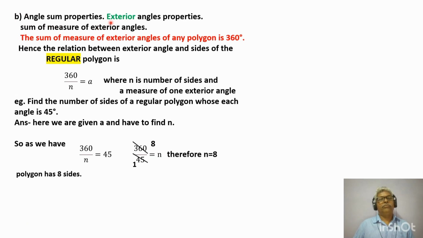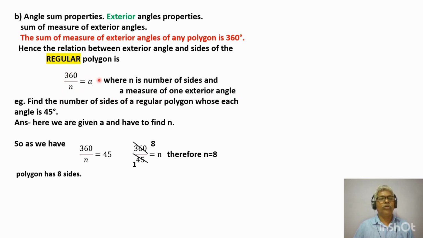Angle sum properties, exterior angles property. The sum of the measures of exterior angles. See here, this is a property: sum of the measures of exterior angles of any polygon is 360. Take any sided polygon, always the sum of the exterior angles is 360. You know what is exterior angle. Hence, the relation between the exterior angle and sides of a regular polygon, see we are talking about the regular polygon, you know what is regular polygon, is 360 divided by n equal to a, where n is the number of sides and a is the measure of one exterior angle.